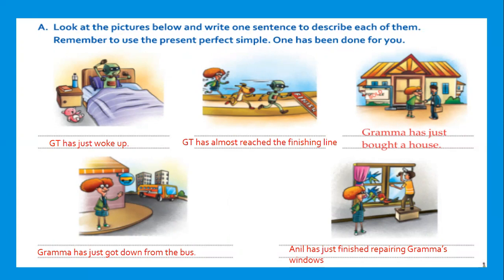Like the first one is there. Here, see, you can see this: GT has just walked out. So here GT means a singular person, so we have used has. Second one: GT has almost reached the finishing line. Here you can make a sentence on your own also. Third one: Brahma has just got down from the bus. Anil has just finished repairing Brahma's window. So this way you are going to solve. You can make sentences on your own also.